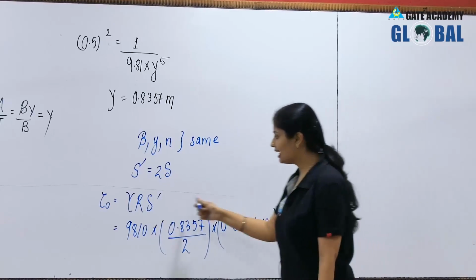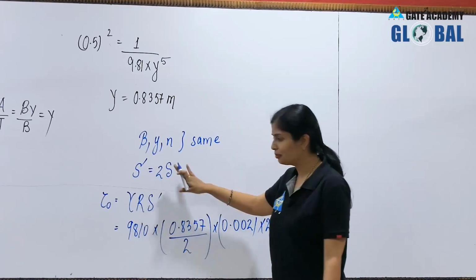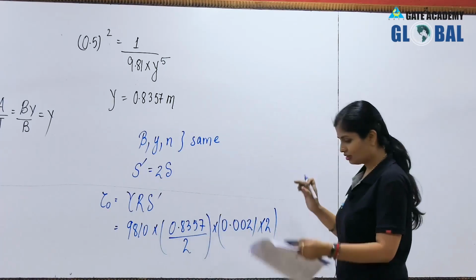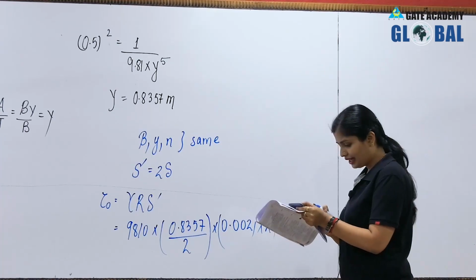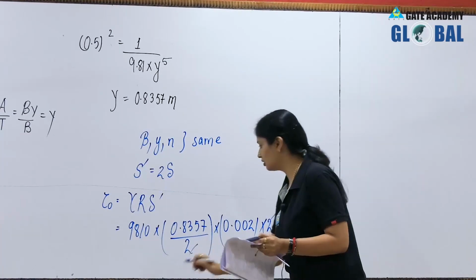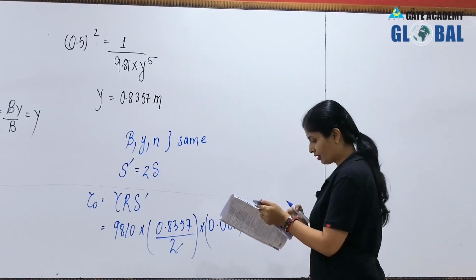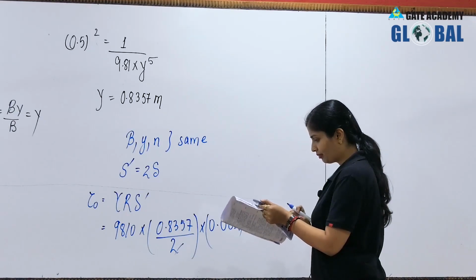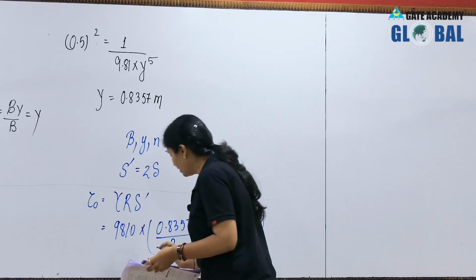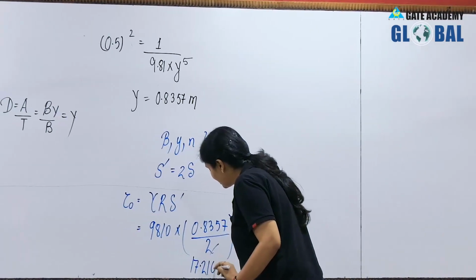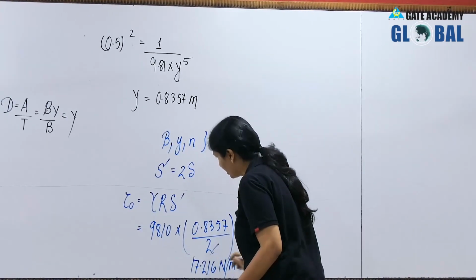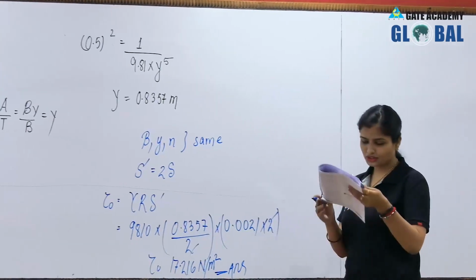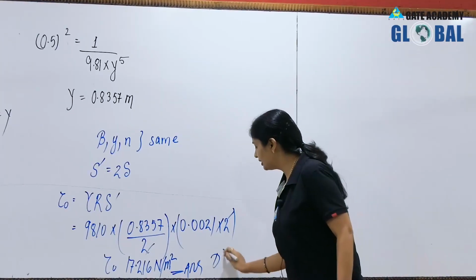Getting it? Because it has already been mentioned in the question that the slope should be twice the initial slope which you got, because the bed slope is doubled. So I will solve this. 9810, anyways this 2 and this 2 will get cancelled out, into 0.8357 into 0.0021. You will get the value as 17.216 Newton per meter square. This is the value of your shear stress. So, if you see, your option D will be the right answer.